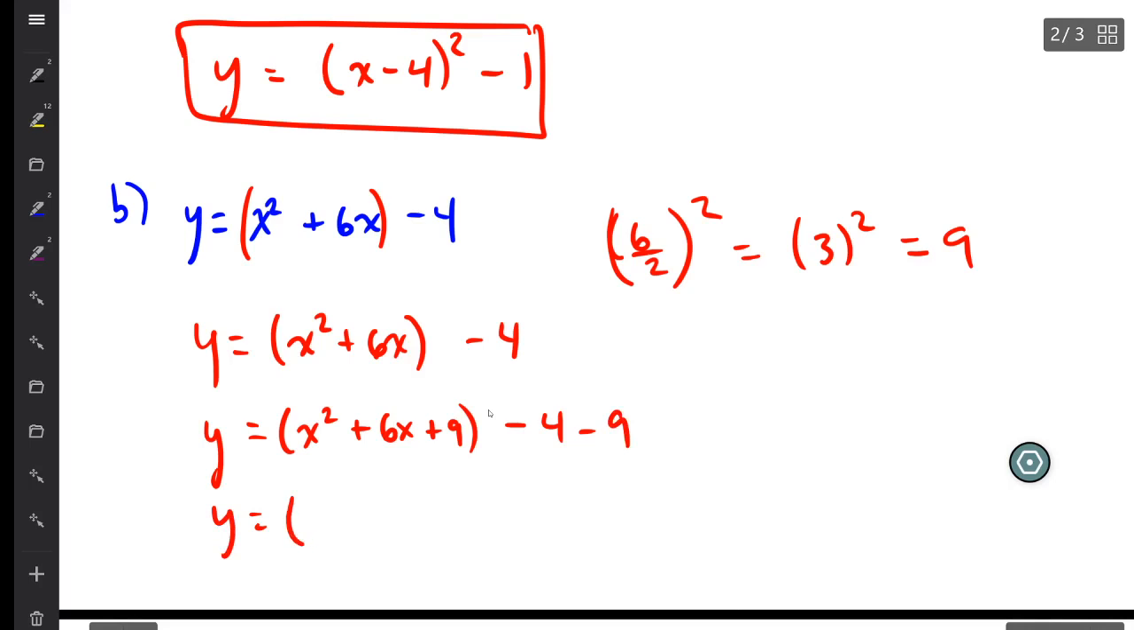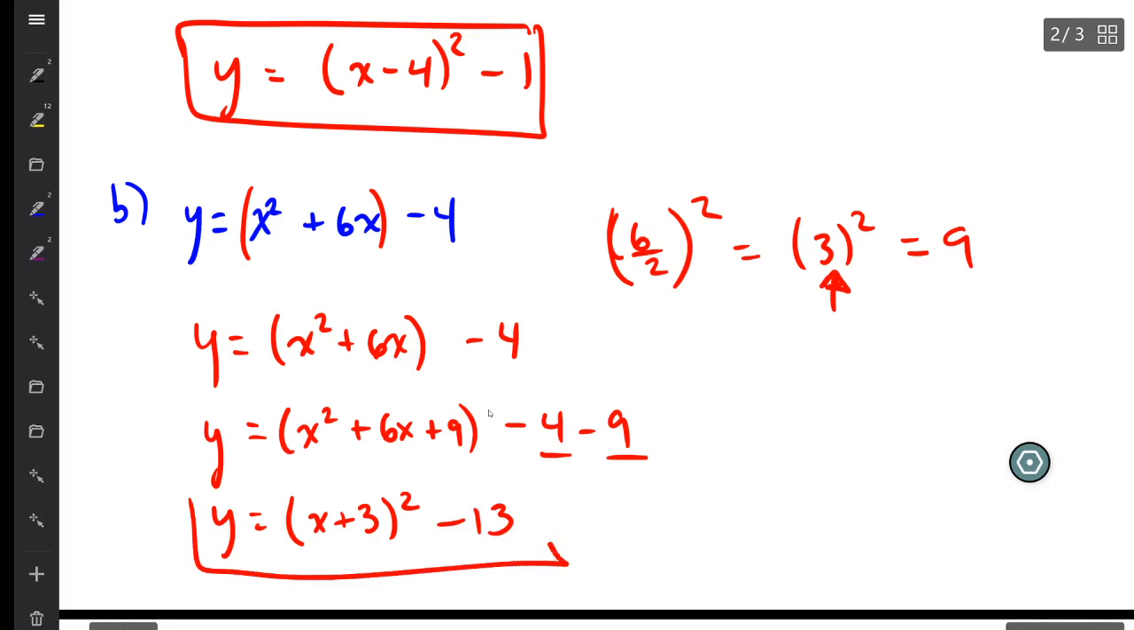And then this becomes, if I factor it, two numbers that multiply to 9 and add up to 6 are 3 and 3. Or I just simply look up here for that 3. So (x + 3) squared. And then -4 and -9 become -13. And once you get the hang of that, it's not too hard.